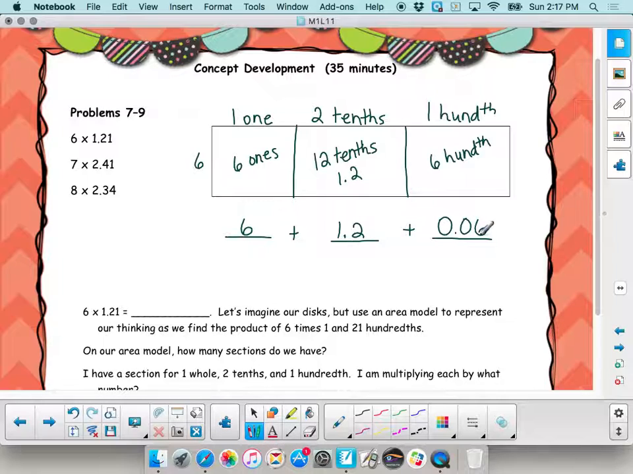Okay, now this is pretty much like we were doing on the warm-up activities. Let's do our first part of the problem first. What's 6 plus 1 and 2 tenths? The answer is 7 and 2 tenths. Now let's add 7 and 2 tenths to 6 hundredths. So that would be 7 and 26 hundredths.